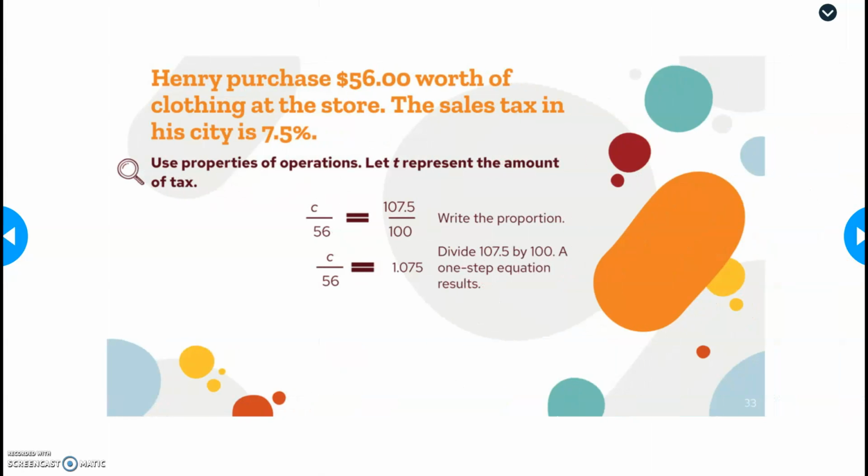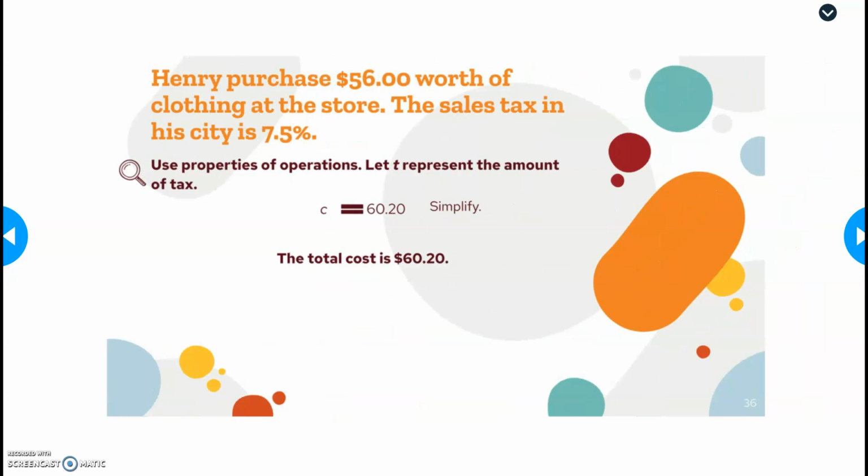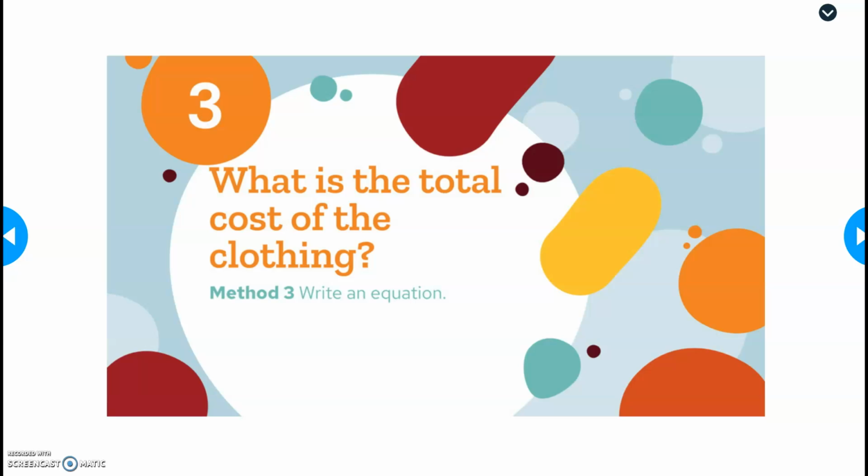And then I'm going to solve it the same way. Divide by 100, so now I have 1.075 equals C over 56. Multiply by 56. C equals $60.20. Did we get the same answer? Yeah, I just skipped having to add stuff. All right, so the total cost here is $60.20. And now the third way, write an equation.